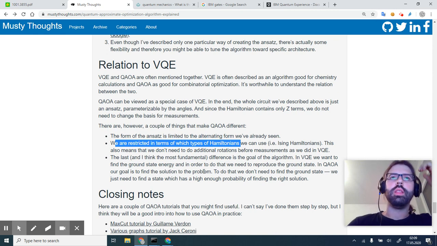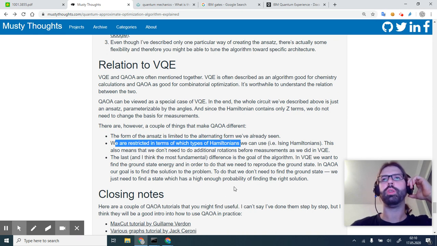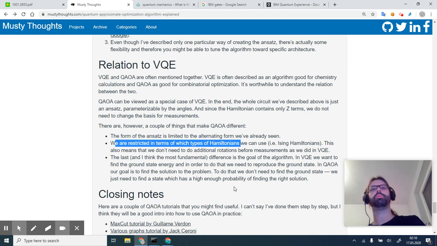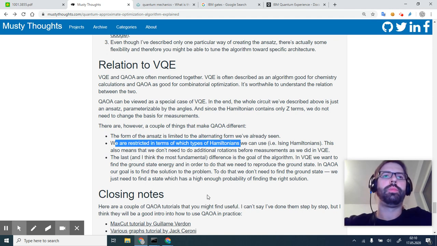At least I think the most fundamental difference is the goal of the algorithm. In VQE, we want to find the ground state energy, and in order to do that, we need to reproduce the ground state. In QAOA, our goal is to find a solution to a problem. To do that, we don't need to find a ground state. We just need to find a state which has a high enough probability of finding the right solution.